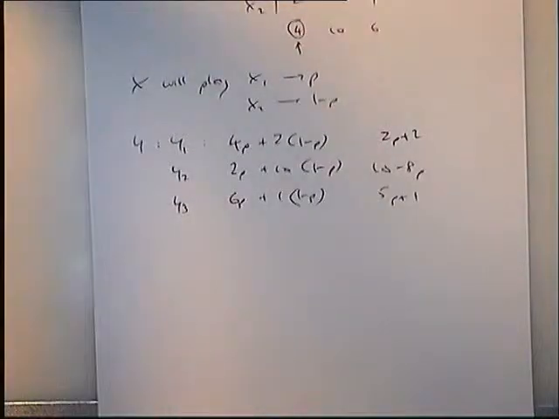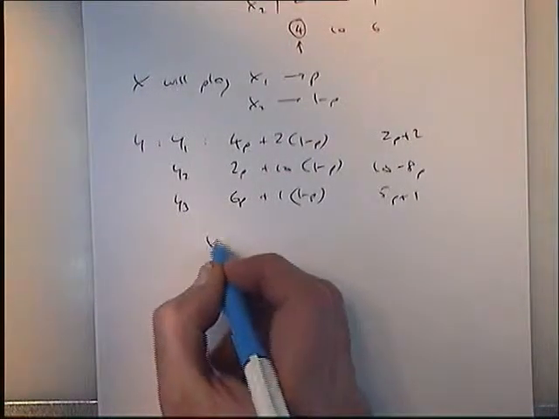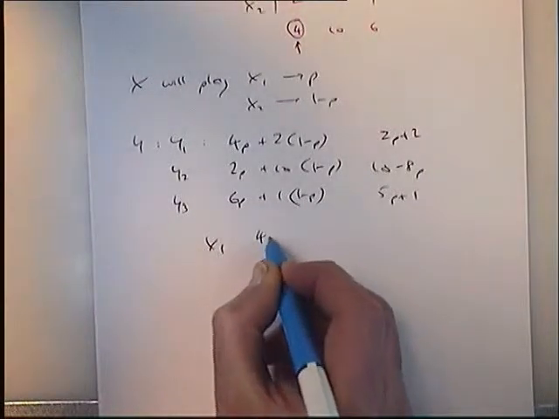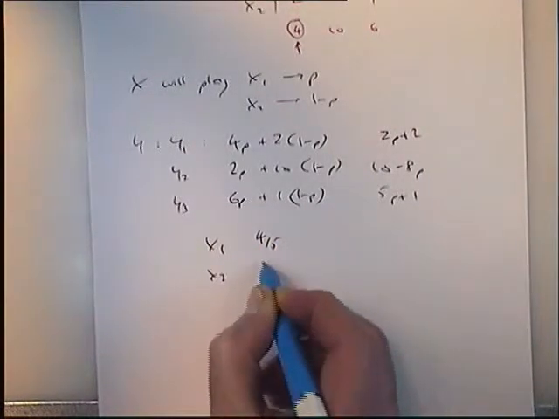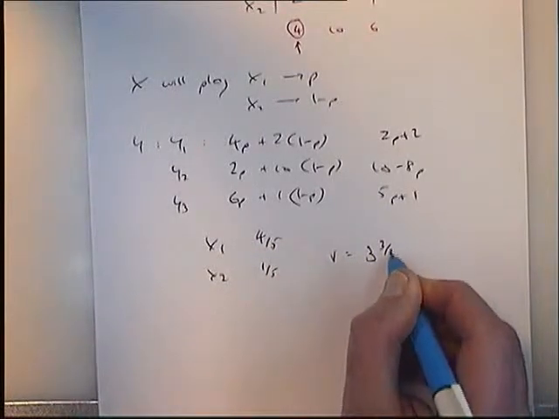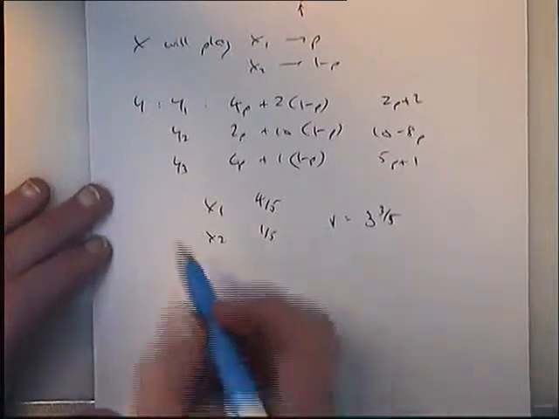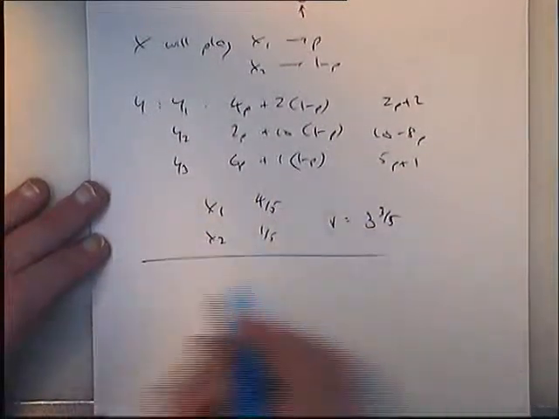So I've looked at that from x's point of view. I'll just summarise what we had here for that one. We had x1 should be played 4/5 of the time, x2 1/5 of the time, and the value of the game was 3 3/5. So we need to think now, we've looked at what x should do, what should y do?